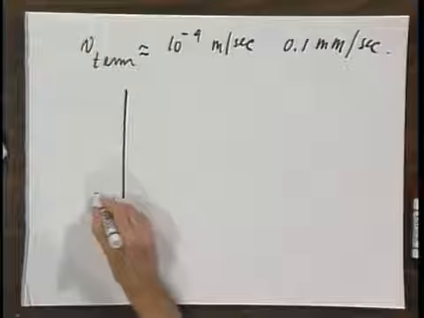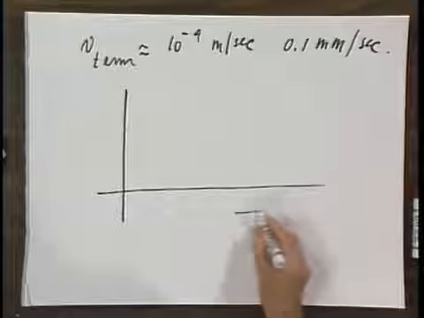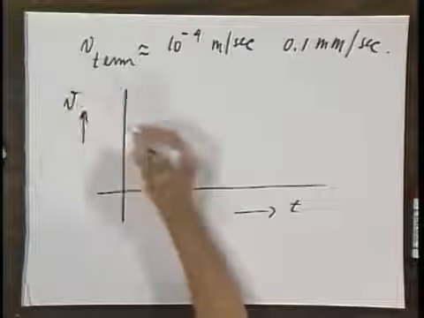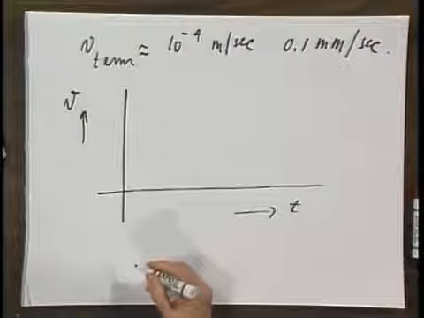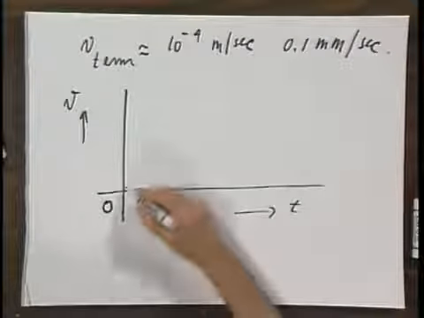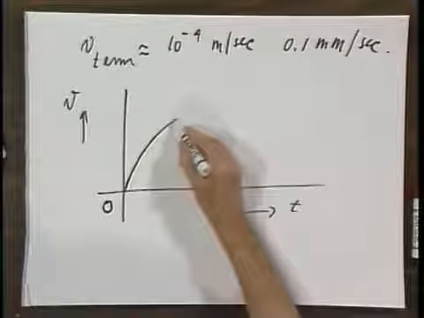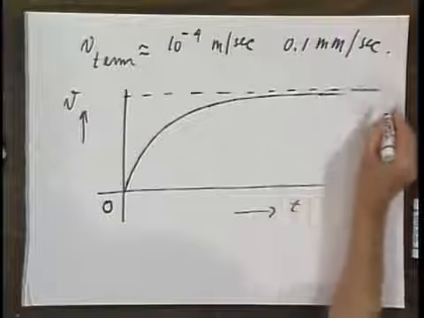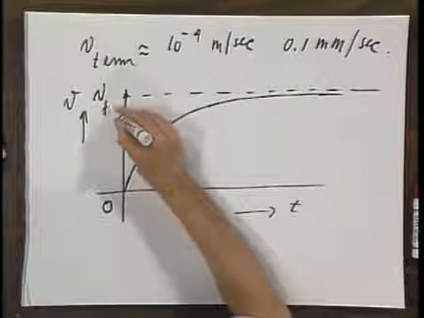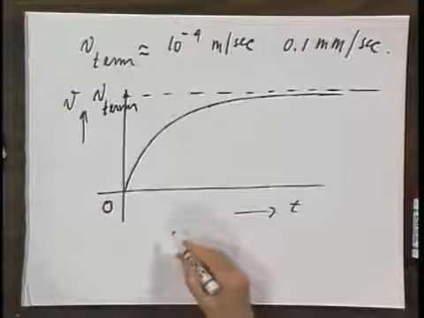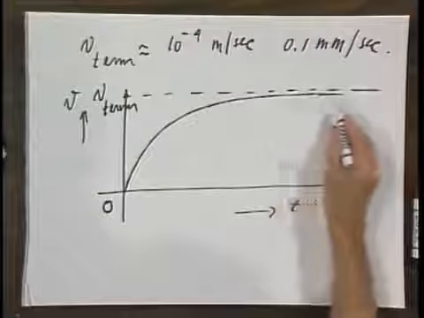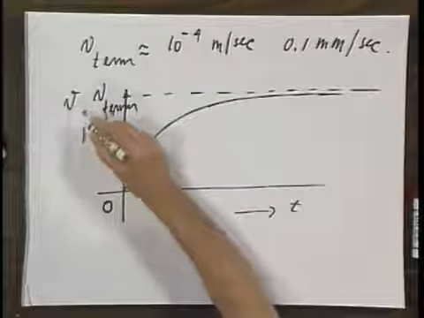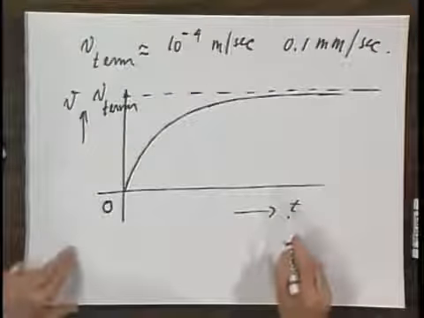How will it reach this terminal velocity? If I make a plot of the velocity of the oil drop as a function of time, this is the origin, then very schematically it will go like this, and it will ultimately reach the terminal velocity. And I want to discuss now the representation of this curve. How does this speed change with time?